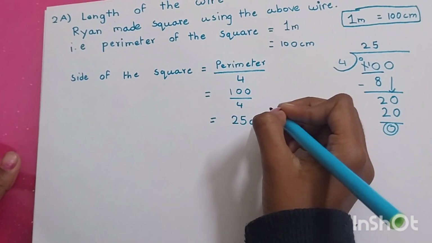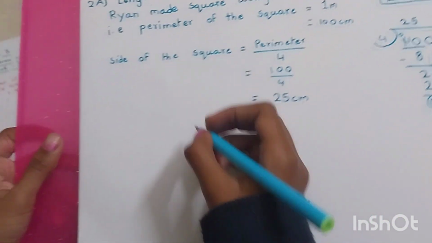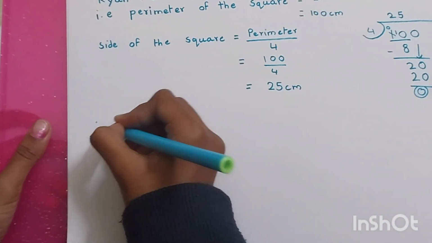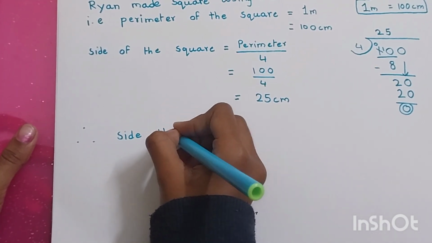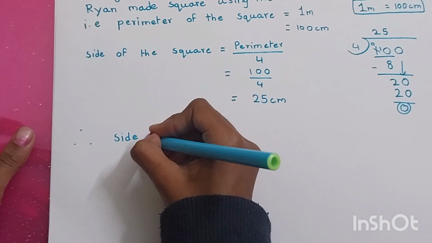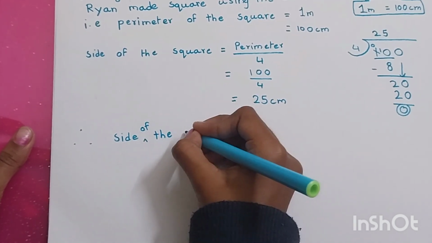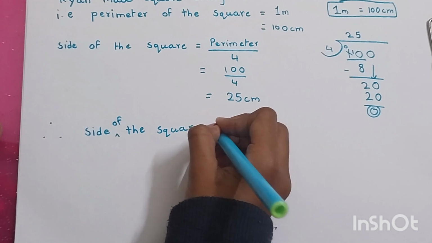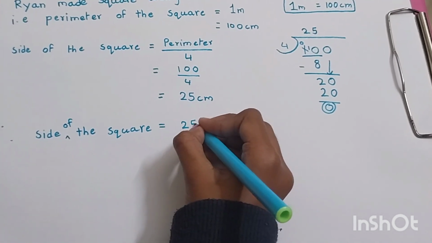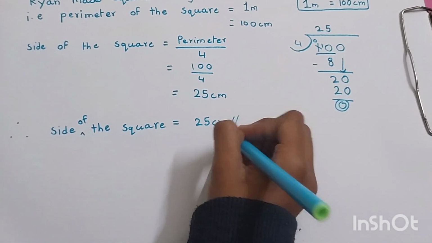What is this 25 centimeters? The side of the square. Therefore, the side of the square equals 25 centimeters. That's it.